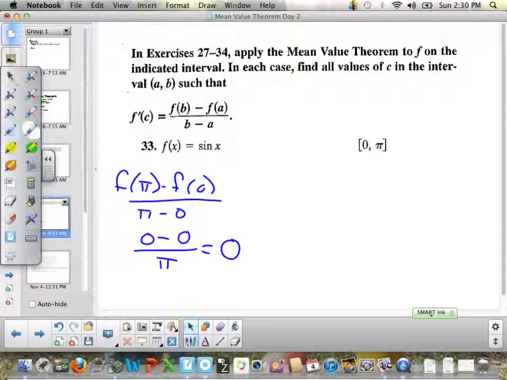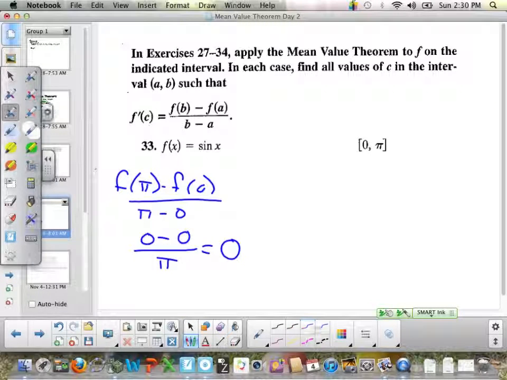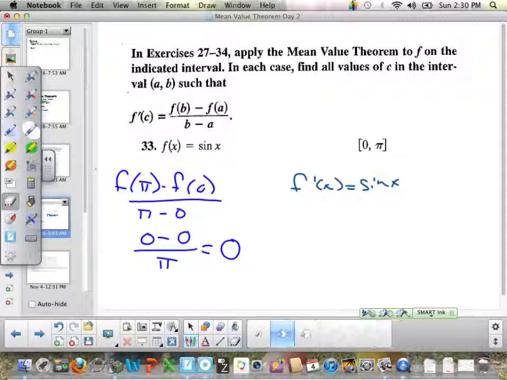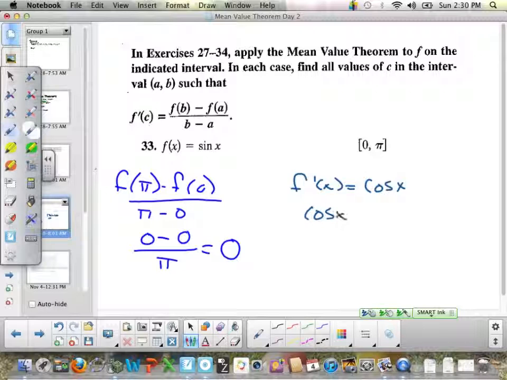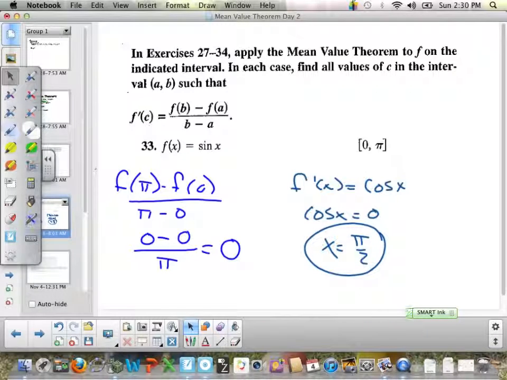All right, we'll start by taking the derivative of sine, which is cosine. And cosine of x equals 0 between 0 and pi at pi over 2. So the average rate of change equals 0 at least once between 0 and pi, and it happens to be at pi over 2.